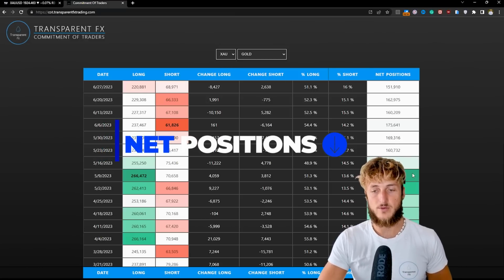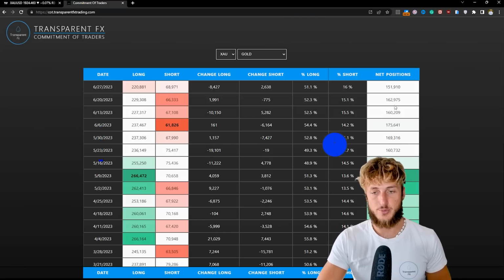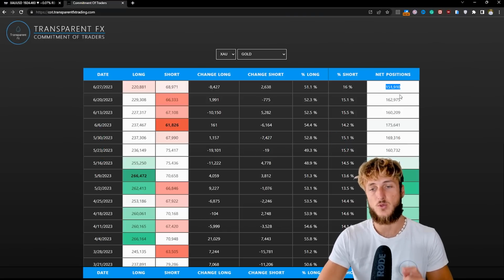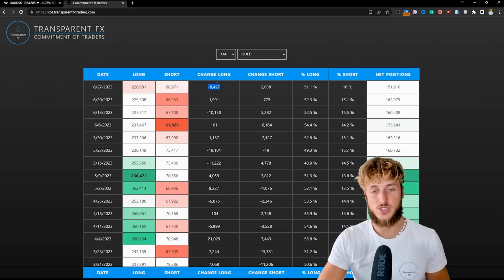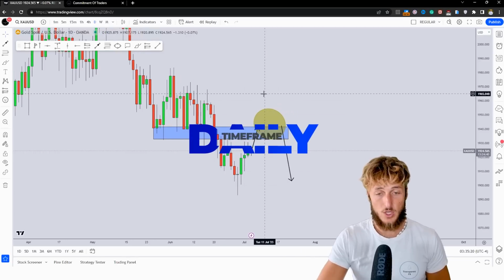They in fact went from having 195k net positions all the way down to 151k net positions, with 2.6k shorts added with the last report and 8,400 longs getting closed. So it is quite clear how institutions have been adding shorts and closing longs. Therefore, they expect bearish development for gold, and they have been moving to the bearish side of this asset.